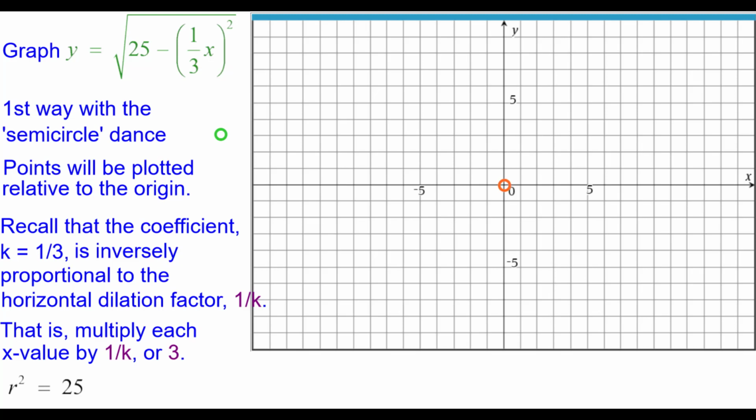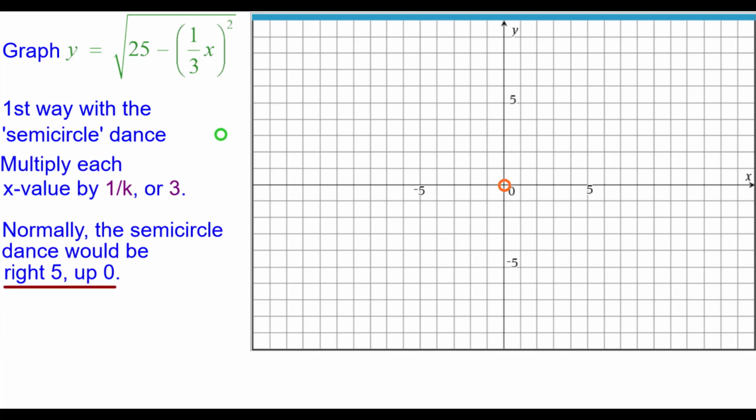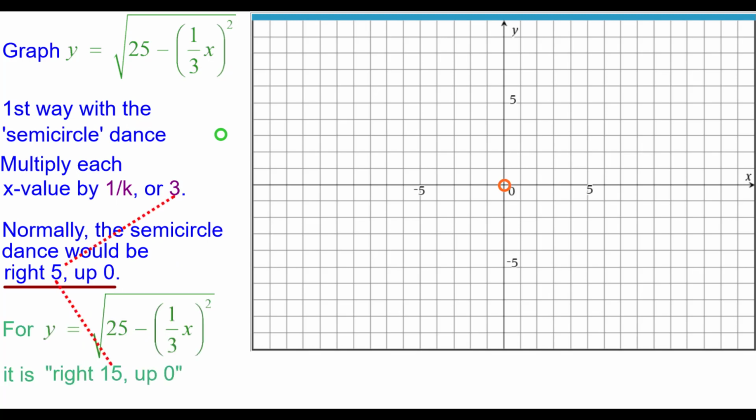Also, r squared is 25. It's right there in the equation. So the radius is 5. Normally, the semicircle dance would be right that radius 5, up 0. But for this one, we have to multiply each of the x coordinates by 3. So it's going to be right 15, up 0. The y coordinate is unchanged by that 1/3 x. So right 15, up 0.